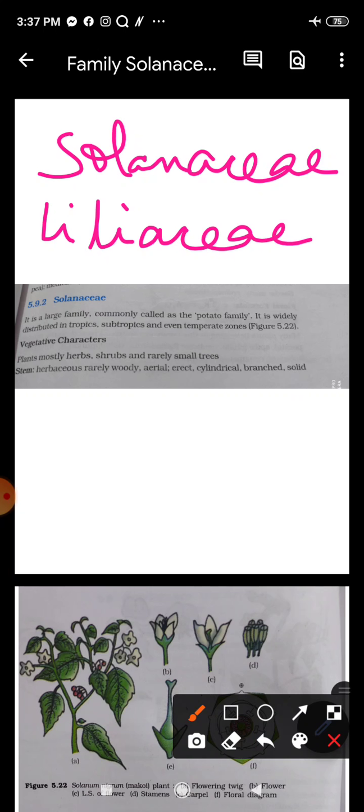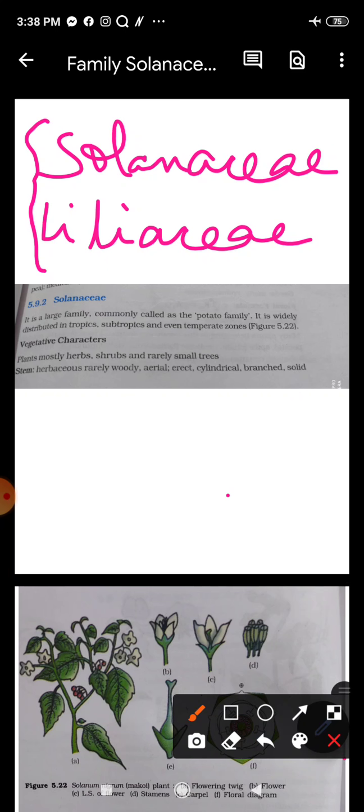Right, so these are the two families that are there in the syllabus. And since we've already talked about the basic characters or the symbols that are used to write the floral formula, now we will just finish off with the two families, studying the various characteristics.